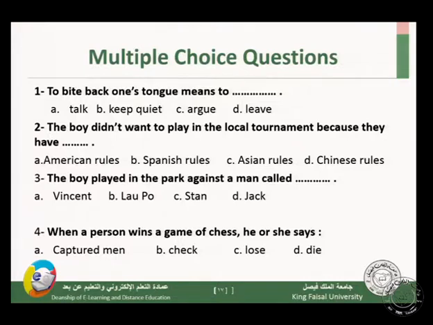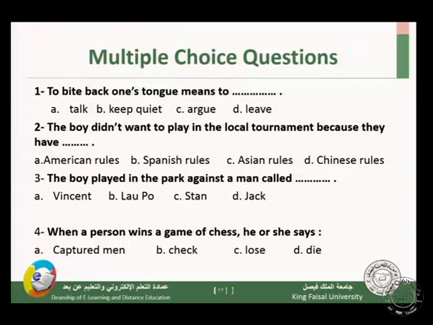Number 3. The boy played in the park against a man called. A. Vincent, B. Lobo, C. Stan, D. Jack. Okay. We said that Vincent is the boy's brother, and he didn't play with Vincent. C, Stan. The name Stan is not in the passage at all. Also Jack is not in the passage at all. So we are left with one answer, which is B. The answer is B.